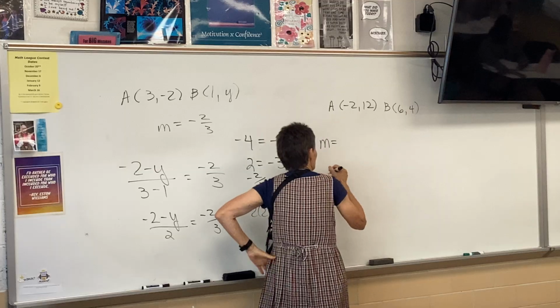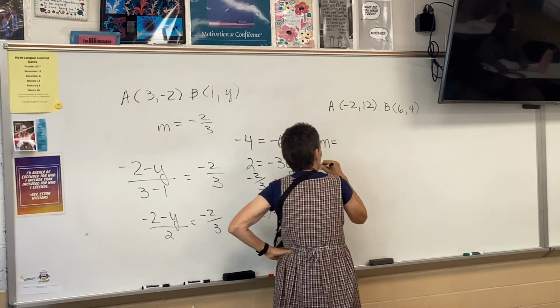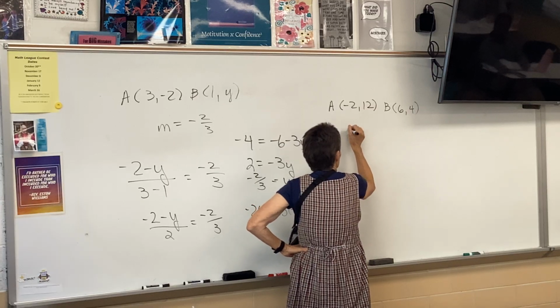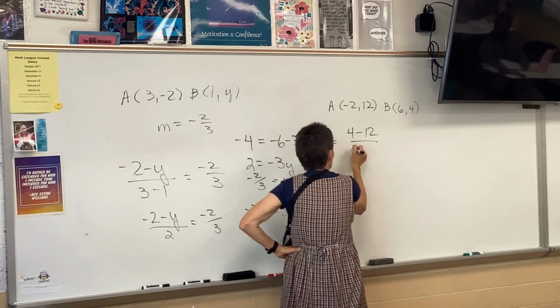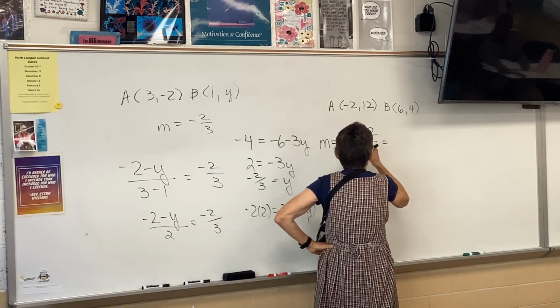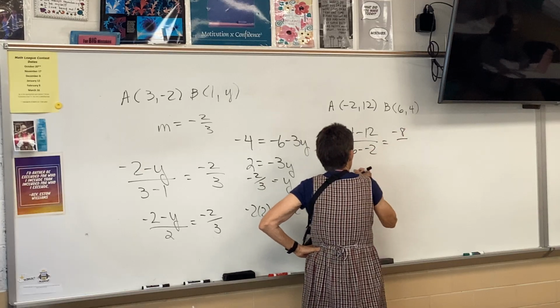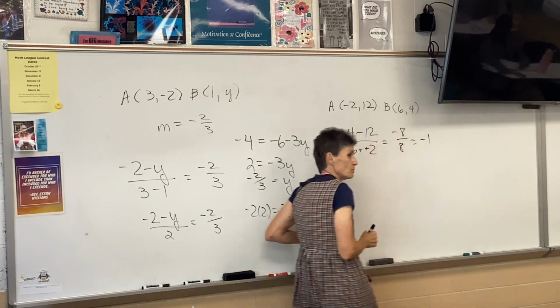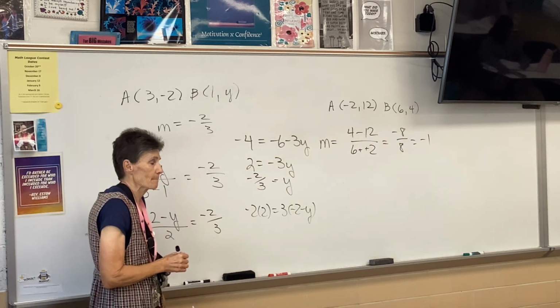The slope will be what? Candace, help me out. What's the slope going to be? 4 minus 12 and 6 minus -2. Perfect. So 4 minus 12 is -8, and 6 minus -2 is +8. Did you get -1 for your slope? Yes. That's a very nice, easy number.